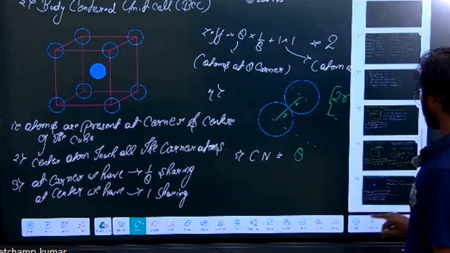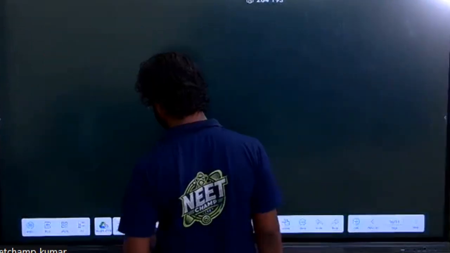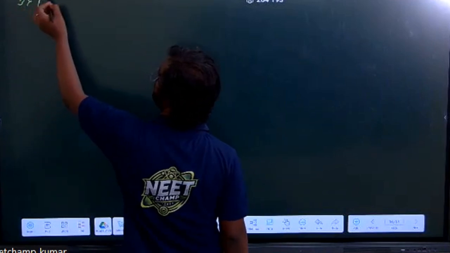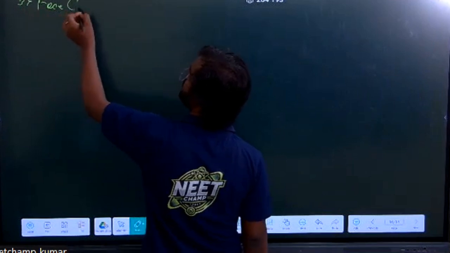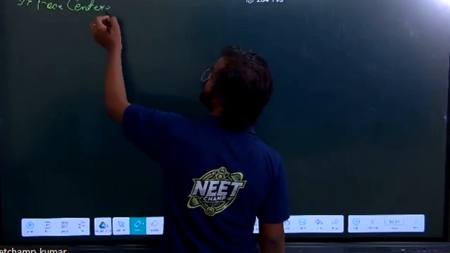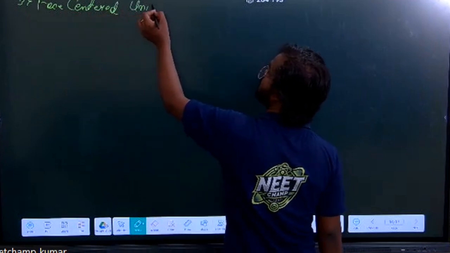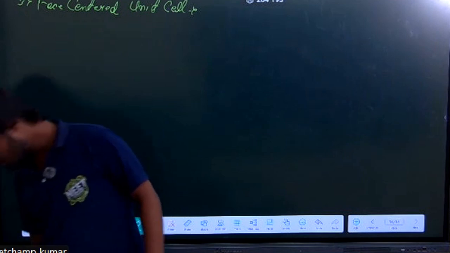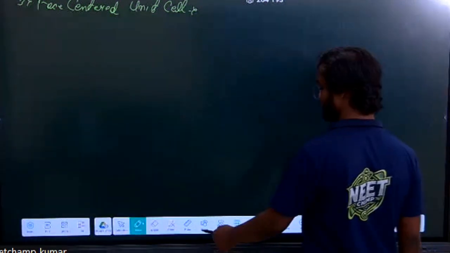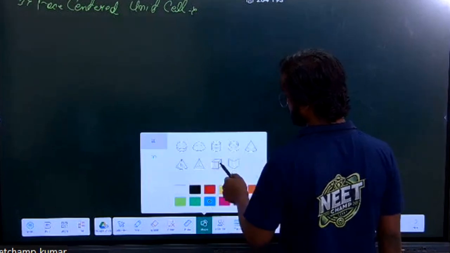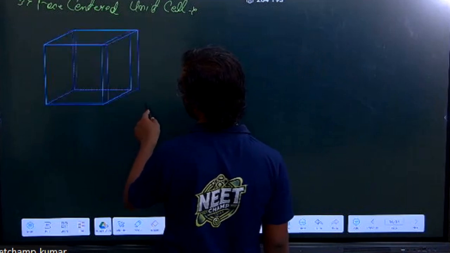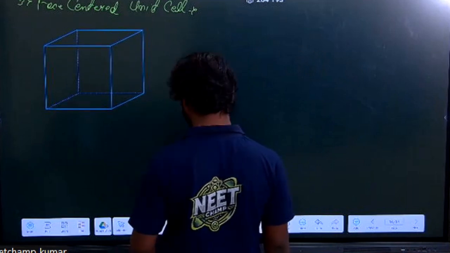Now similarly, we have another type of unit cell, that is called a face centered unit cell. The third type of unit cell is the face centered unit cell. Now in the face centered unit cell, let's see the geometry for it. 3D, okay, this one, yes.